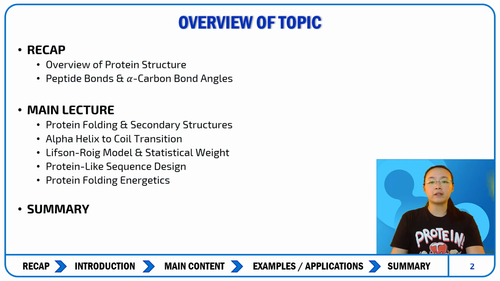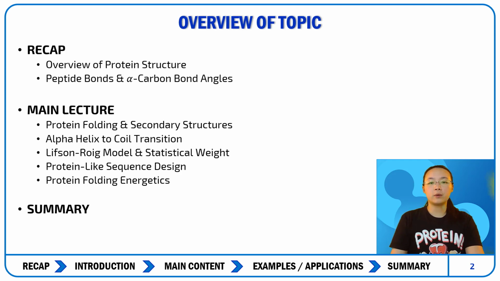So where do we start? Let's quickly go through the main points from the previous lecture. It's going to be short because this lecture is already long. We're then going to jump straight into protein folding, what makes them fold, and how that gives proteins their secondary structures. This means we'll be talking about alpha helices and beta sheets.